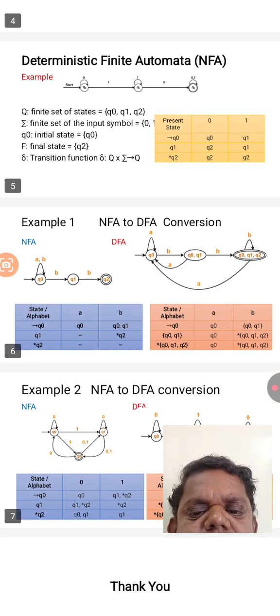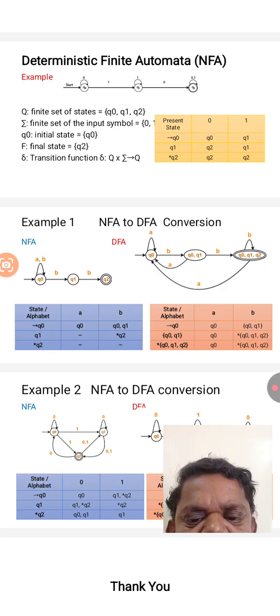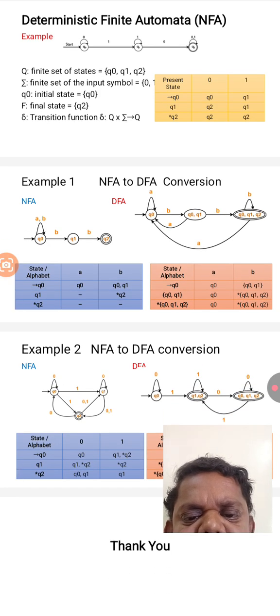How to convert from NFA to DFA? The example is this NFA diagram. What are the states available in the NFA diagram? q0, q1, q2. q0 is the initial state, and q1, q2 are the final states. What are the alphabet symbols available in this diagram? a, b.